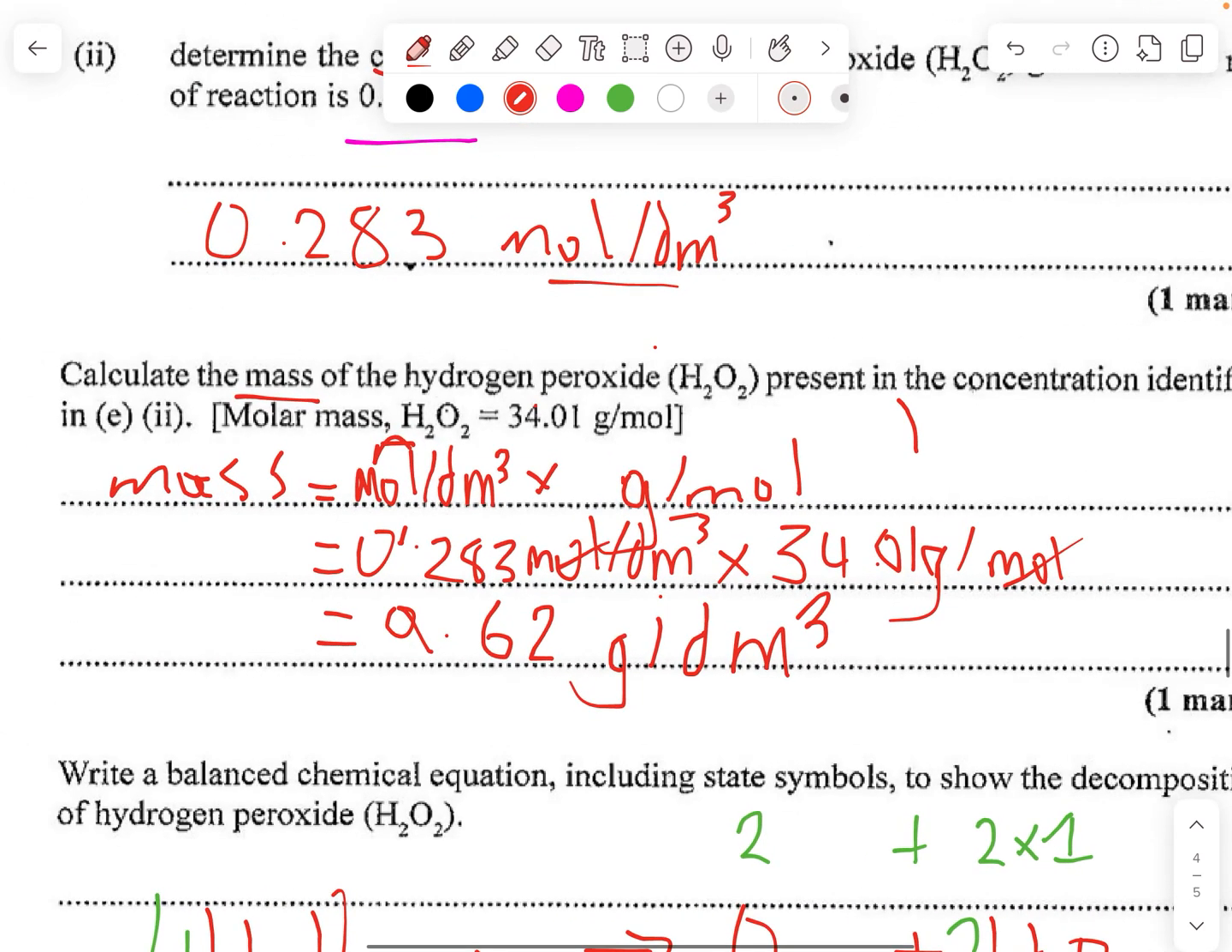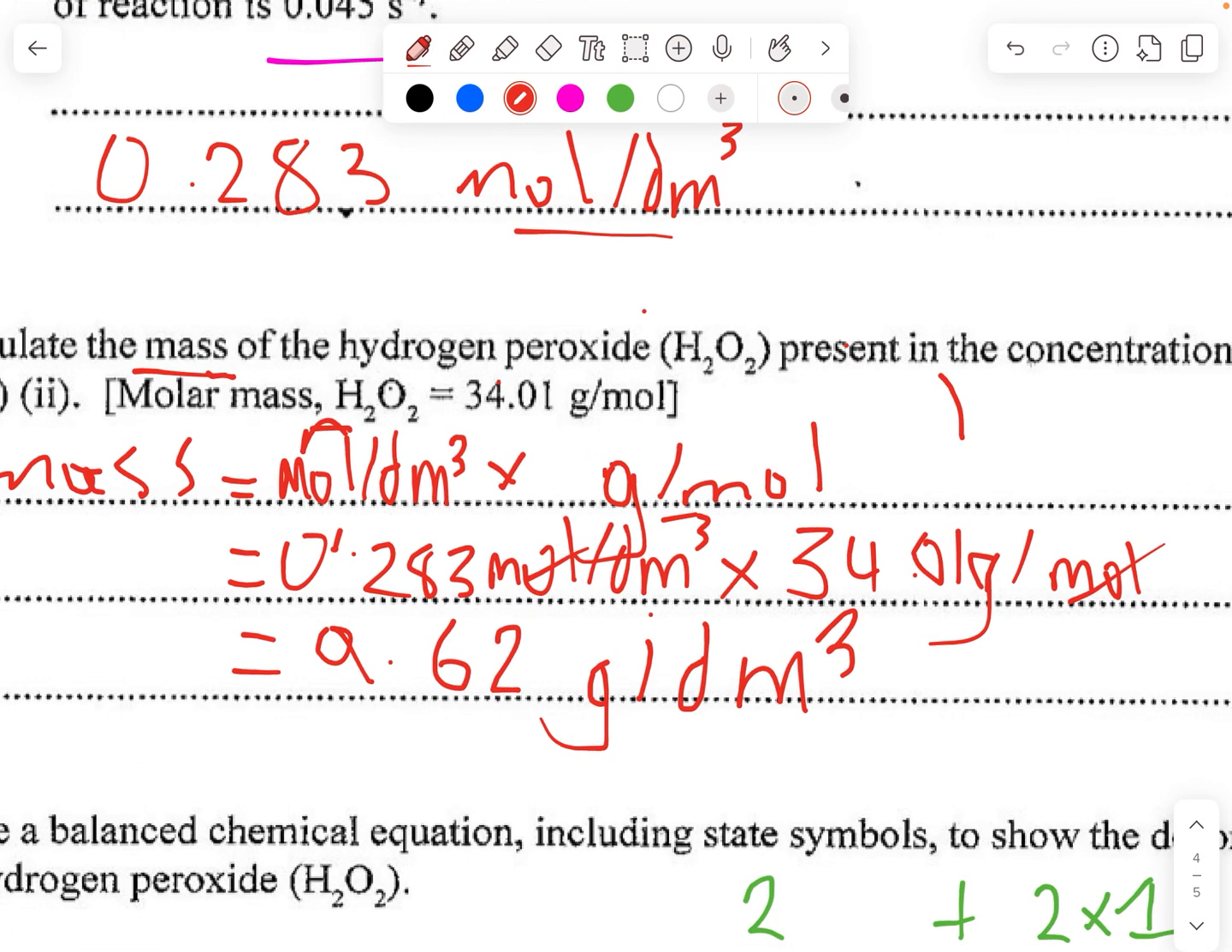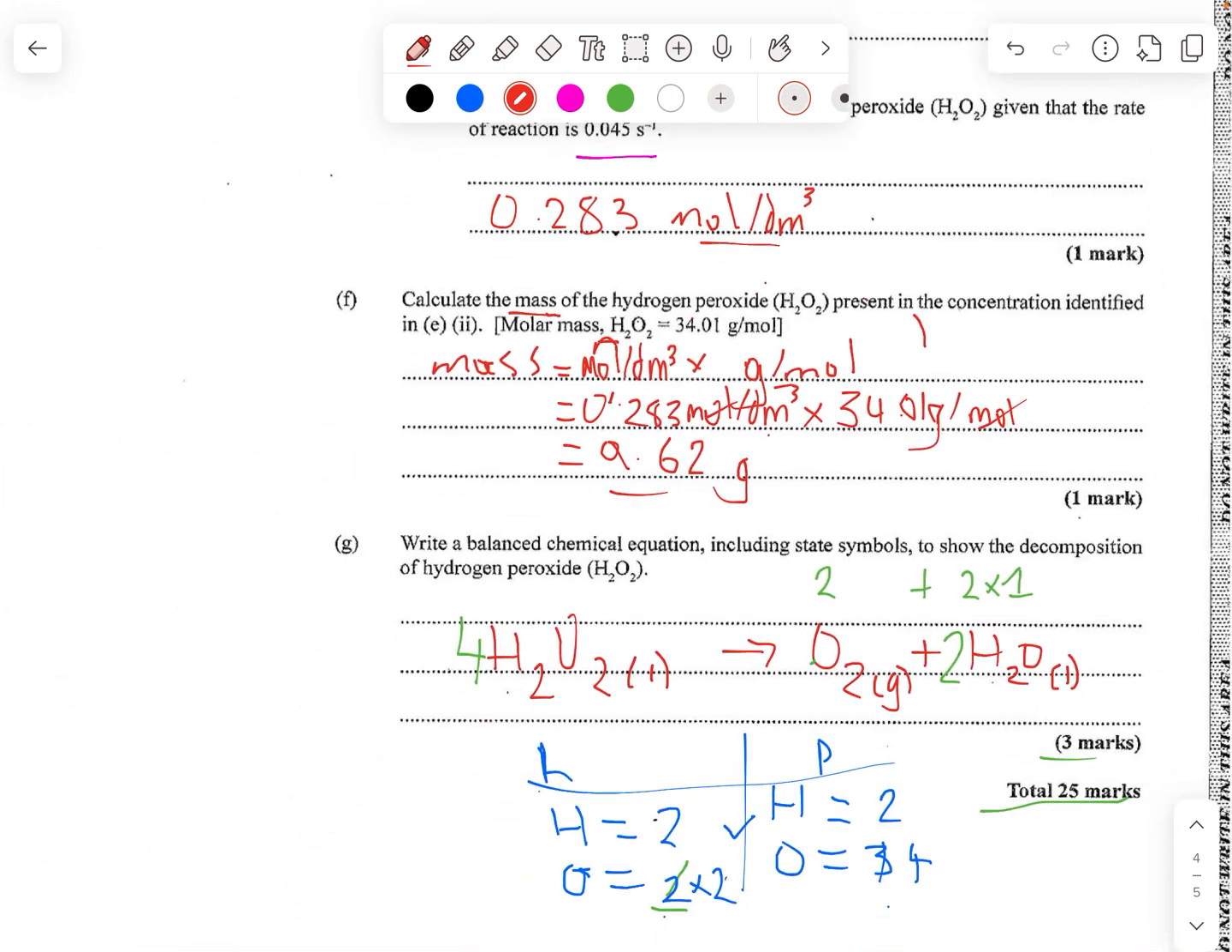However, they say calculate the mass, and we know that the unit for mass is gram. Now, how we interpret this answer is, it's saying we have 9.62 grams in 1 dm cube of a substance. So it's 9.62 gram per dm cube of a substance, which means that we don't necessarily have to include the per dm cube, because it's per dm cube. We don't have to include that part of the unit. So it's simply going to be 9.62 grams.